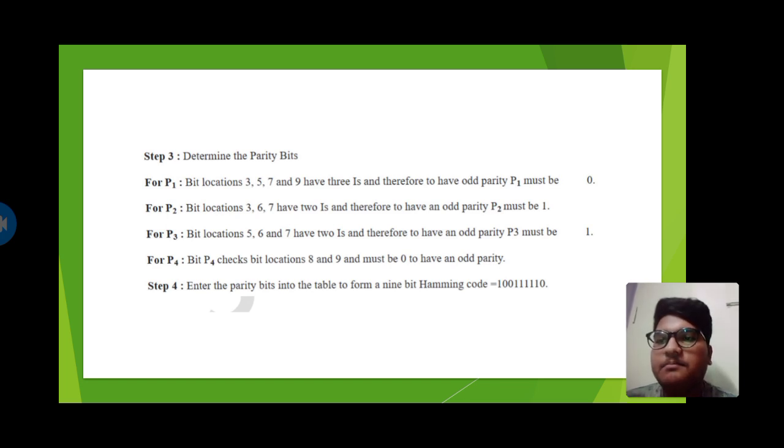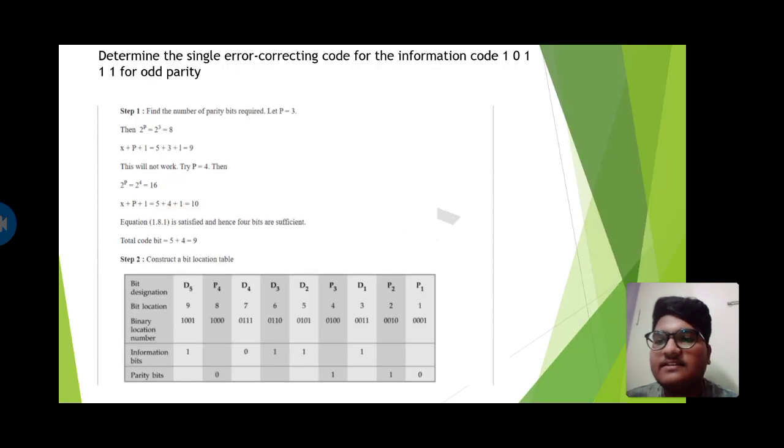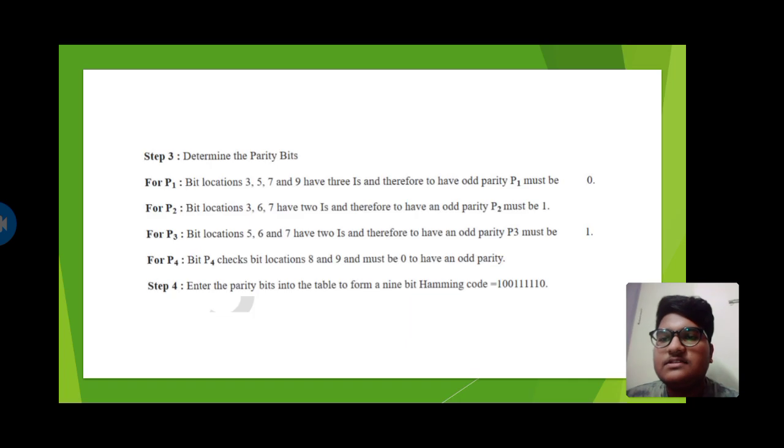Similarly, to find P2, we check at positions 3, 6, 7. We have 2 ones, which is an even number, so even parity. So P2 must be 1 to become an odd parity set. Correspondingly, for P3, the bit locations are 5, 6 and 7. We have 2 ones, which is an even parity. So to change into odd parity, P3 must be 1. And the corresponding bit P4 checks at locations 8 and 9, which must be 0 to have an odd parity.